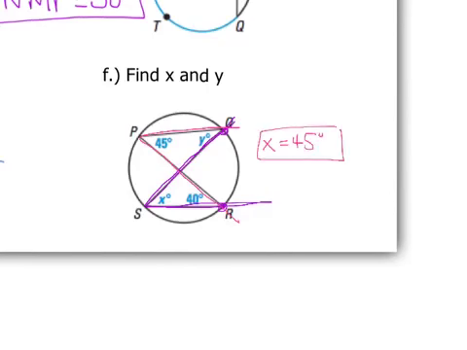And then you could do a similar type of thing. There's angle Y, endpoints P and S. The other angle with endpoints P and S is the angle with 40 degrees. So Y is 40 degrees.